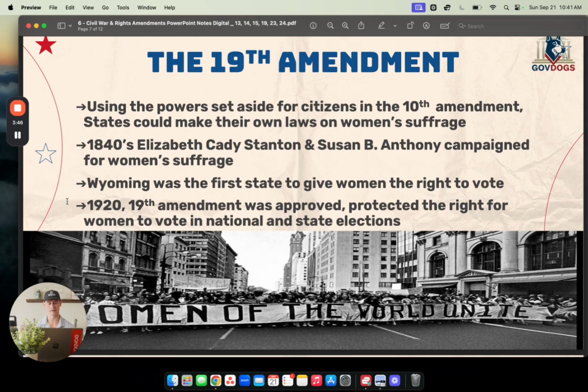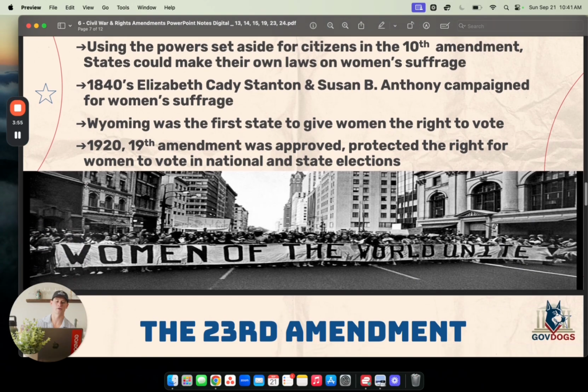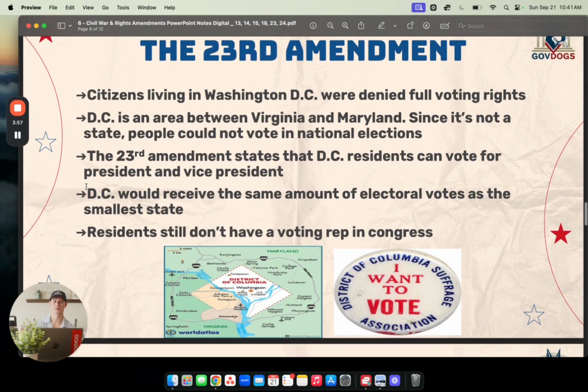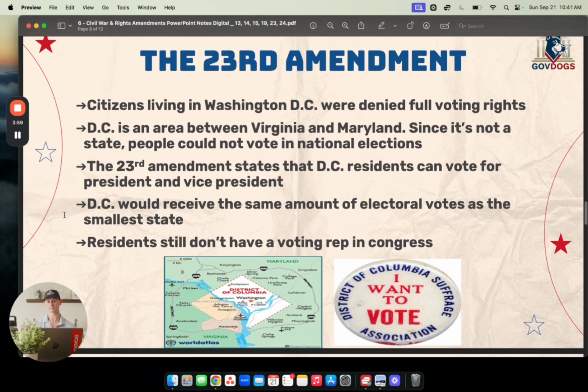So the 13th abolished slavery. The 14th, citizenship rights. The 15th was voting rights for African Americans. The 19th is voting rights for women. The 23rd Amendment has to deal with Washington, D.C. D.C. is weird because it's not a state, so it doesn't have all of the protections that states have. Citizens living in D.C. were denied full voting rights because they weren't a part of a state. D.C. is an area between Virginia and Maryland. Since it's not a state, people couldn't vote.